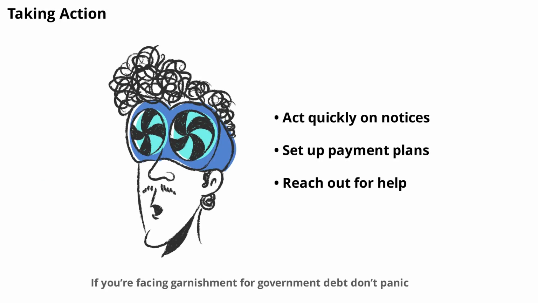If you're facing garnishment for government debt, don't panic. Take action by reading notices, understanding your rights, and reaching out for help if needed. Set up payment plans, dispute incorrect debts, and communicate with agencies. The sooner you act, the more options you'll have to resolve the situation and protect your finances.